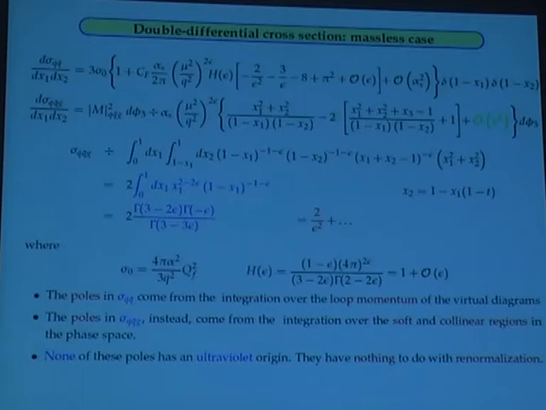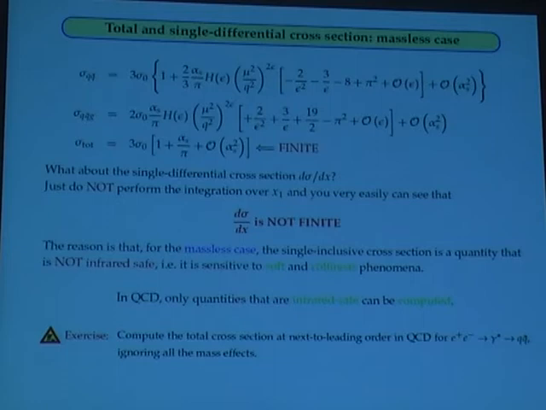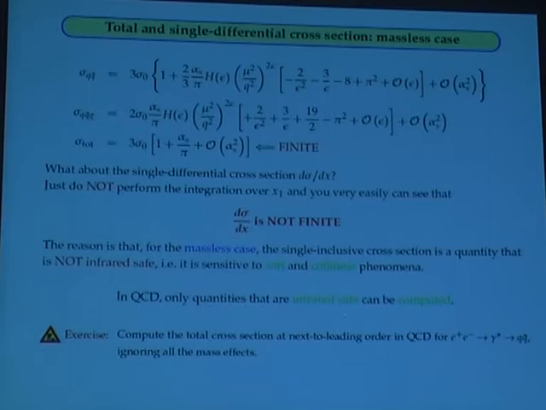Because it's not finite. And the reason is just because in the massless case, where we have no mass up to now, this quantity is not infrared safe. And this is another way to say that all the poles coming from the soft and collinear region stay there, they don't cancel. And you know very well that in QCD only the quantities that are infrared safe have some meaning, because all the poles cancel. This is just the meaning of the words infrared safe.